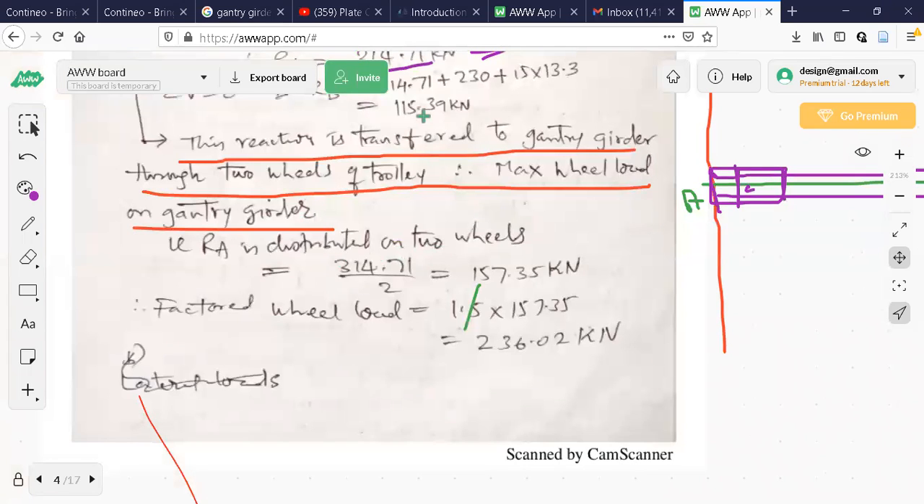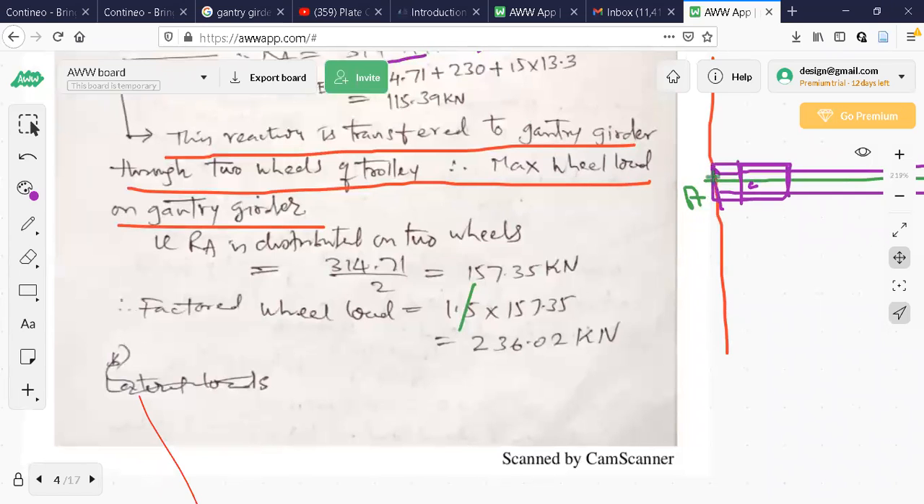Whatever reaction is there, 314.71, is distributed equally on the 2 wheels, which is 157.35. So this is how I got 2 point loads. Now 2 point loads are separated by the distance between these 2 wheels. That is what there was a confusion here. So I need to find out the distance between these 2 wheels. It has to be given actually. They have to give that value anyway. So each wheel is acting as a point load carrying 157.35 service load, which is multiplied by 1.5, 236.02.